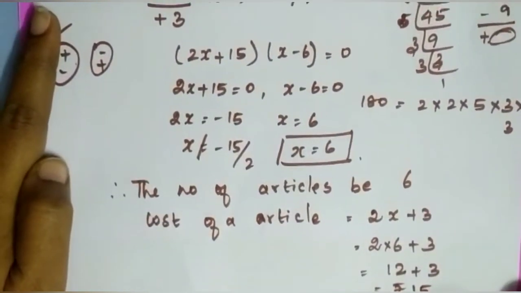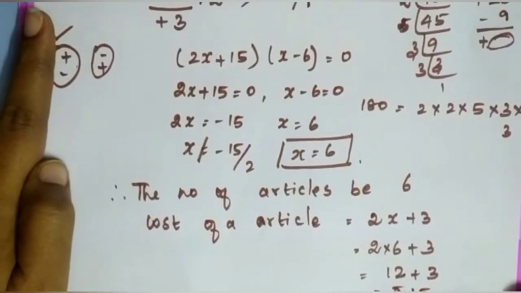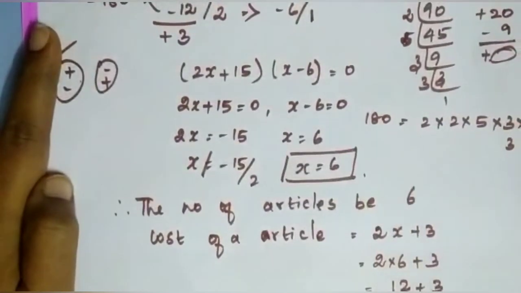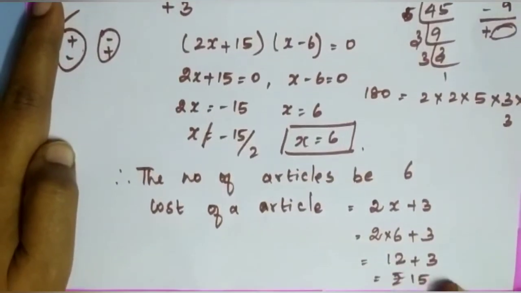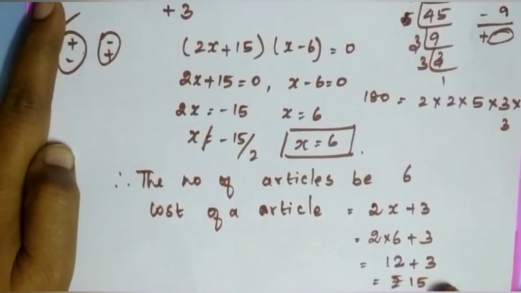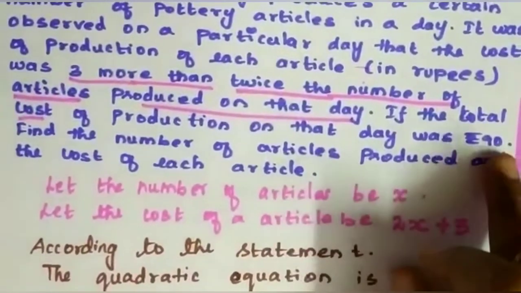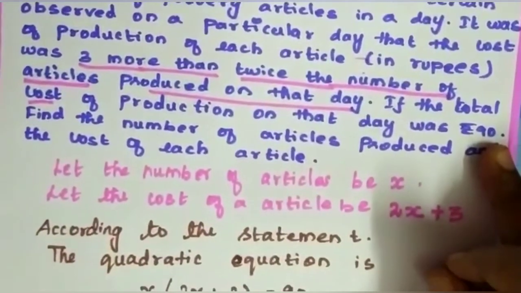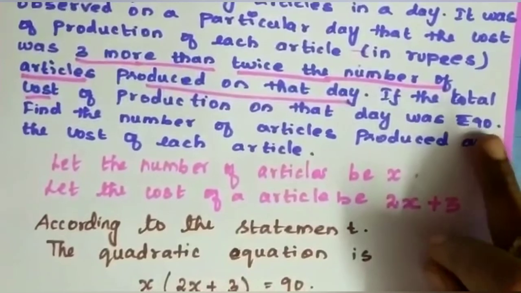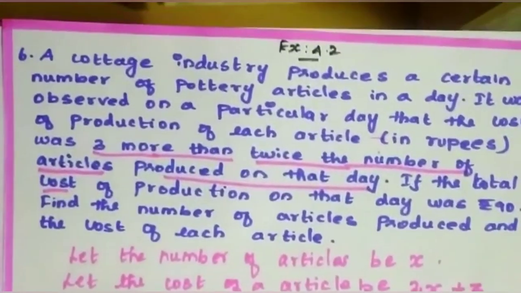If you multiply 6 and 15, you have to get 90 because the total cost of production on that day is 90. Yes, if you multiply 6 and 15, you will get 90. So our answer is correct.